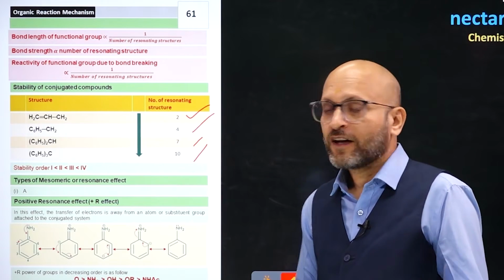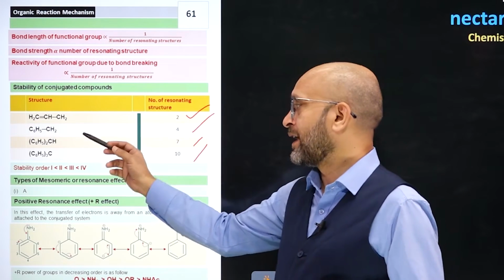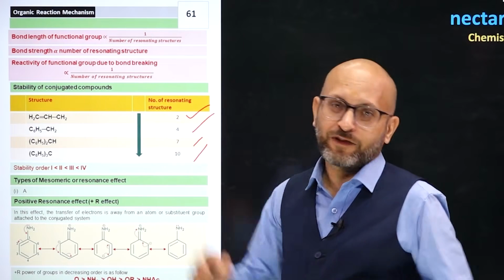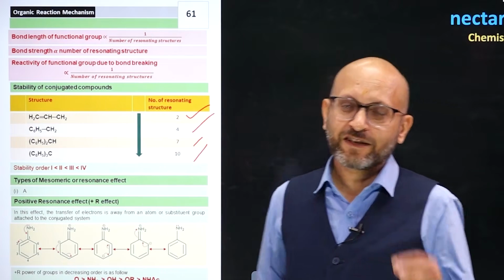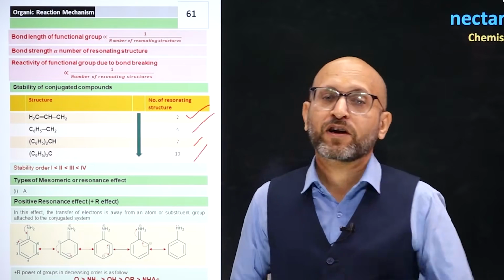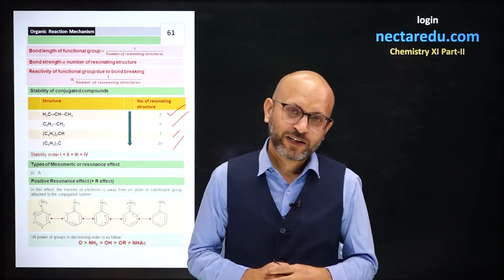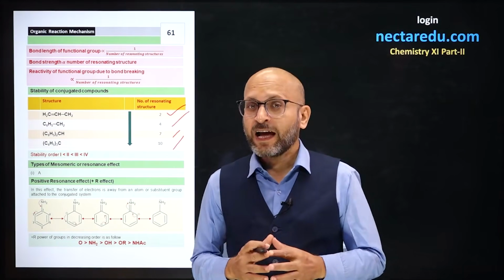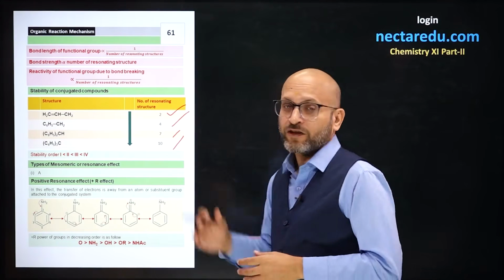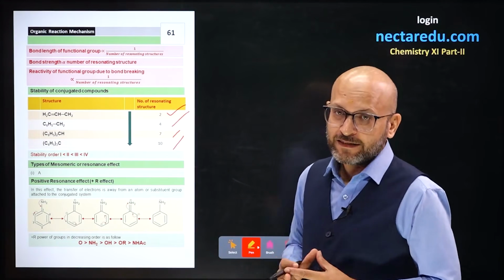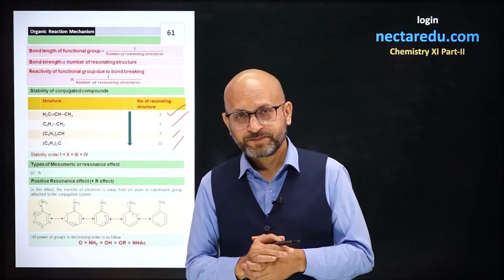So, we can say the fourth molecule is most stable, then third, then second, then first, because the most stable is the one which is having the maximum number of resonating structures. Since triphenylmethane has 10 resonating structures, it is the most stable, and the one which has the least number of resonating structures is least stable.